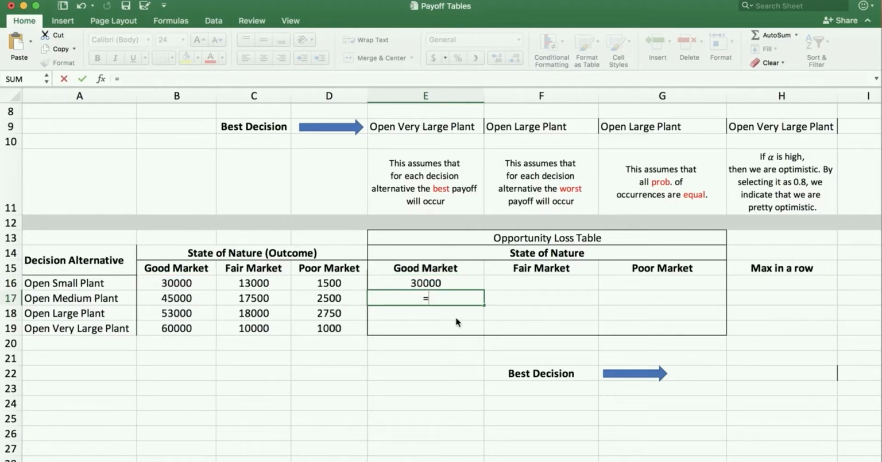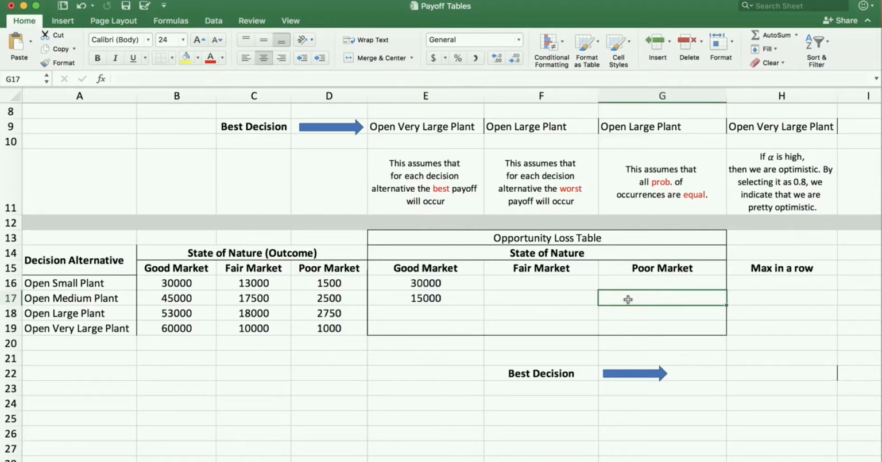Let's do the same for the second decision. Again, for the good market, the best payoff is found by taking the max of these 4 payoff values and then subtracting the payoff from this decision, and that regret value is $15,000. So we are going to keep repeating this for all of them.